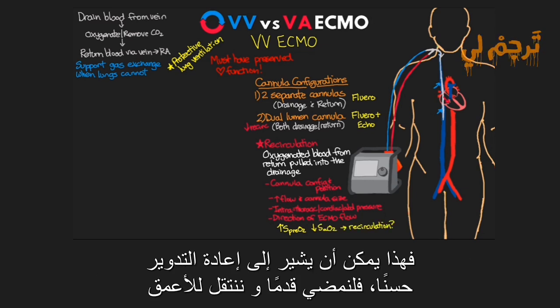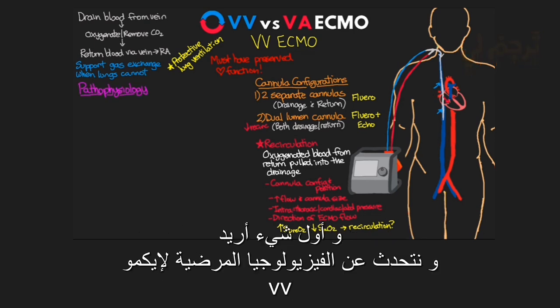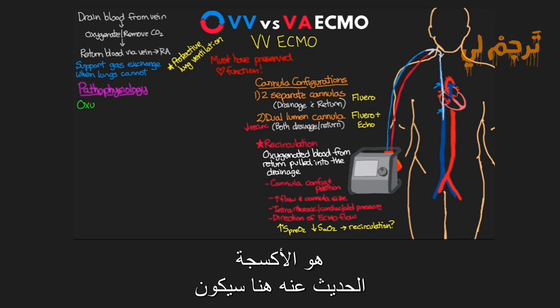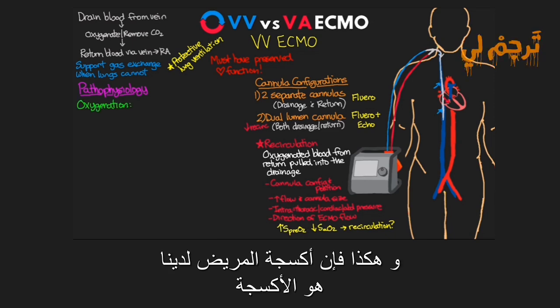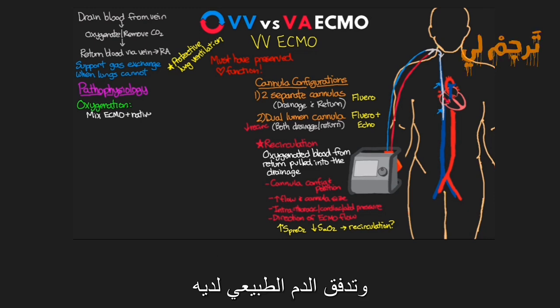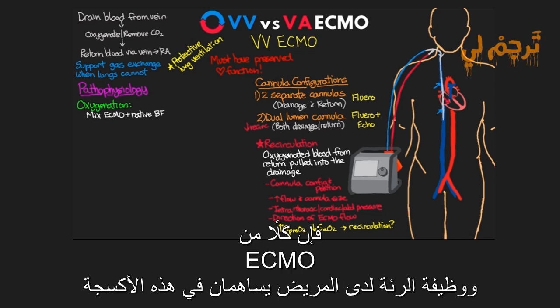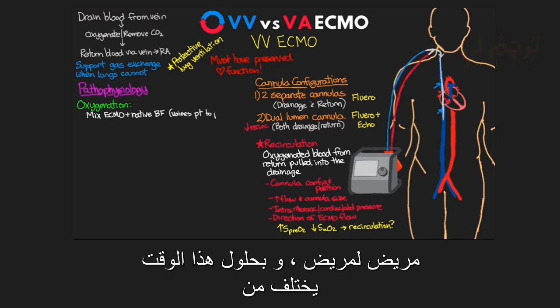All right, so let's go ahead and move in and talk about the pathophysiology of VV ECMO. And the first thing that I want to talk about here is going to be our oxygenation. And so here, our patient's oxygenation is really going to consist of a mix of blood both from the ECMO circuit and their own native blood flow. So both the ECMO and our patient's lung function are going to contribute to this oxygenation, and the overall mix really varies from patient to patient.